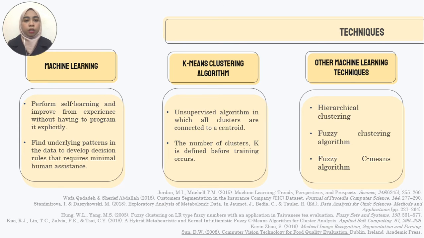Machine learning systems compute the outputs by finding underlying patterns in the data to develop decision rules that require minimal to no human assistance. Next, K-means clustering algorithm is an unsupervised algorithm in which all clusters are connected to a centroid. The number of clusters or K is defined before training occurs.